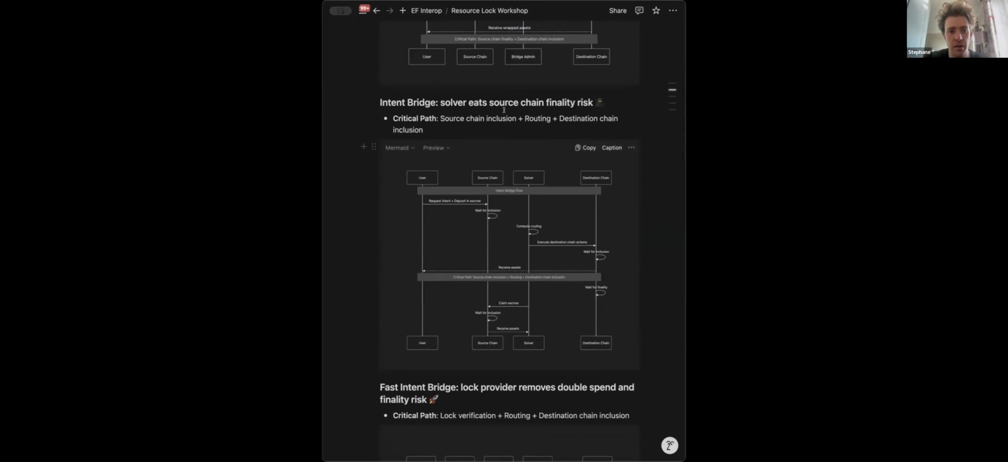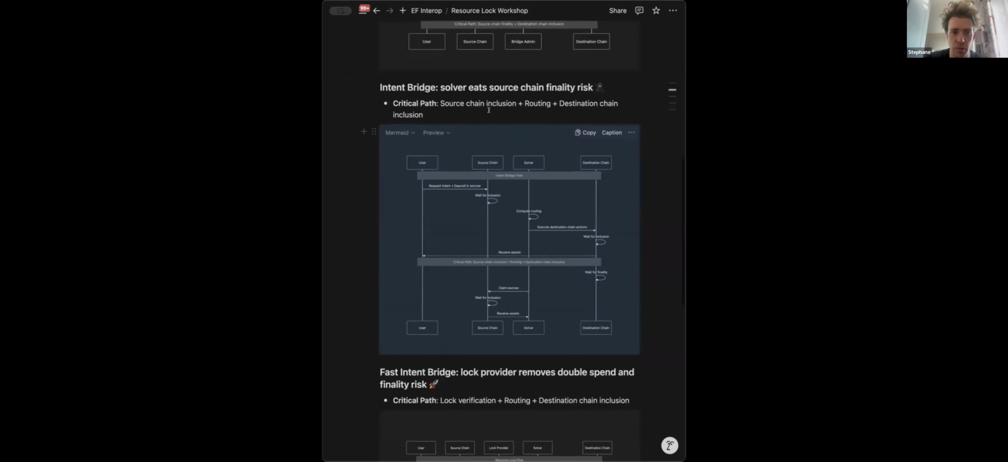Intent bridge, the innovation is you can actually get the solver to eat the finality risk and fund some capital through their inventory on the destination chain. And so the way these intent bridges are implemented today, you still send a transaction on the source chain, you wait for the inclusion, but not the finality. And then the solver goes and fronts the capital on the destination chain. And then you have a settlement mechanism off the critical path. And so your new critical path is source chain inclusion, routing, and destination chain inclusion, which is a significant UX improvement already.